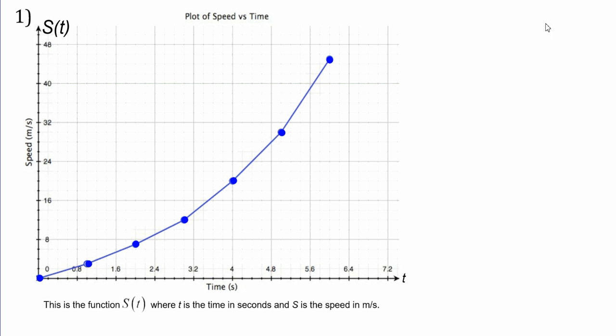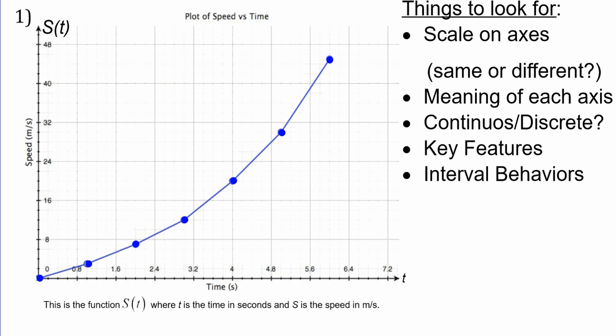A couple other things that we want to take a look at are the following. What is the scale on the axes? Are they the same or are they different? For our inputs, t, the time, we can see that we're counting by 0.2 of a second every grid mark. For our outputs, s of t, the speed in meters per second, we're counting by 2 meters per second every grid mark. So it's okay that the intervals are different for your axes. We just want to make sure we know how we're counting. You might even want to write that on your graph.